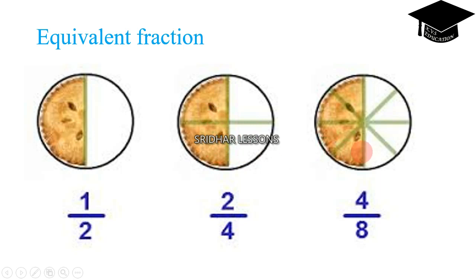And this pizza is cut into 8 pieces. 8 parts, out of which 4 parts were, this is the 4 parts region. So 4 by 8. This is 1 by 2. This is 2 by 4. This is 4 by 8.